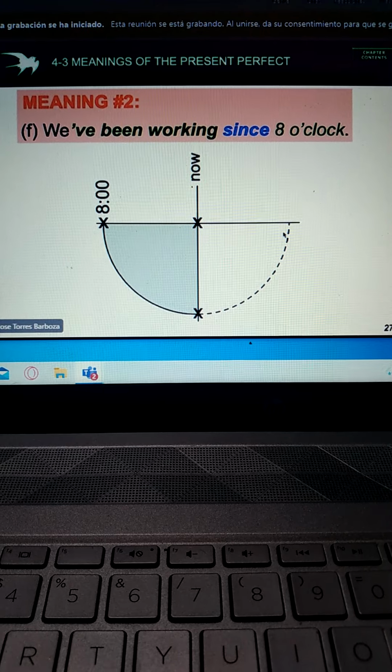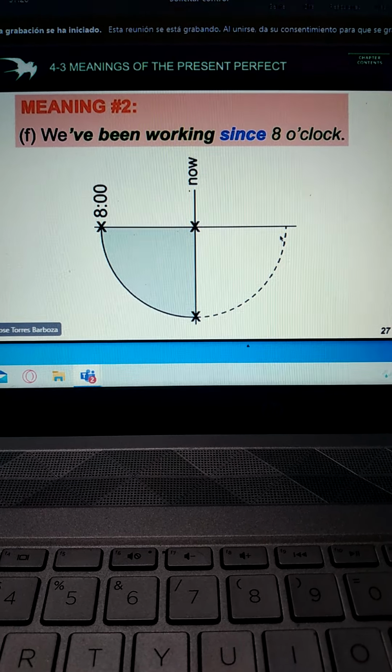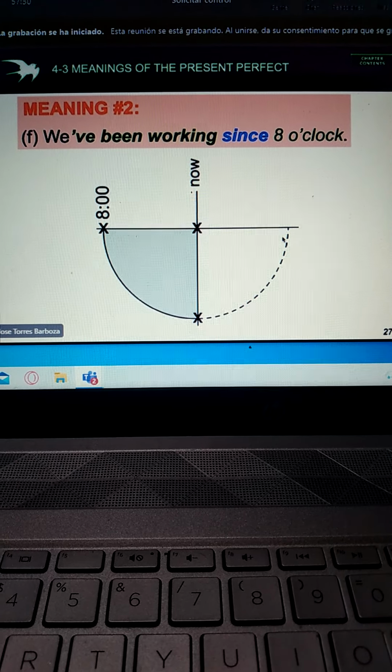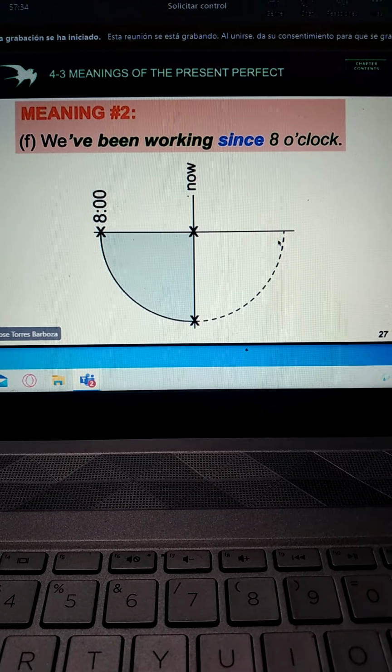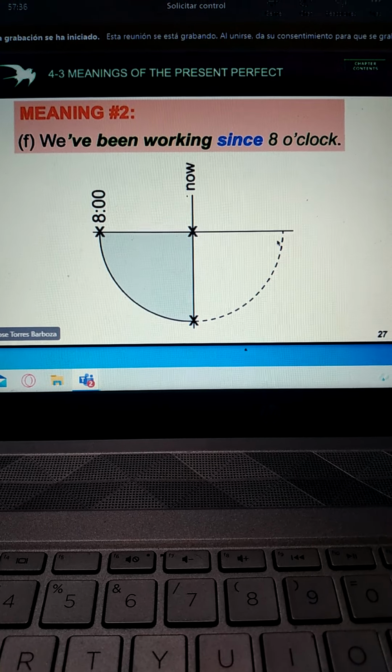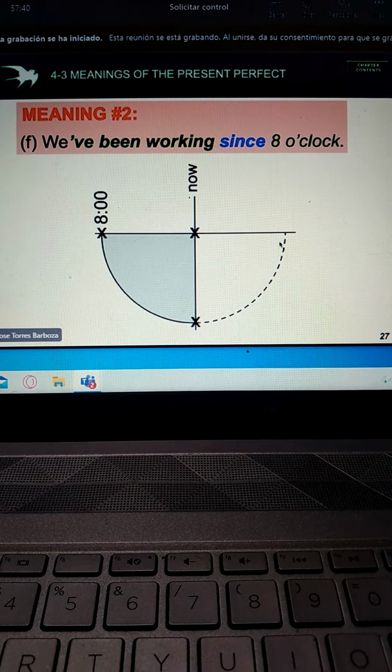So, look at the graphic. I've been working since 8 o'clock. So at 8 o'clock, I began. Now it's 5:50, and I may continue up to the future. You see? So from 8 to now, since 8 o'clock.